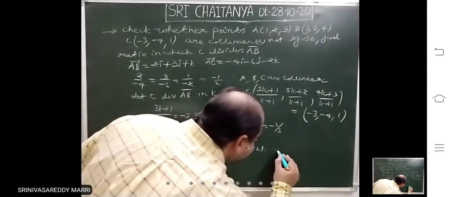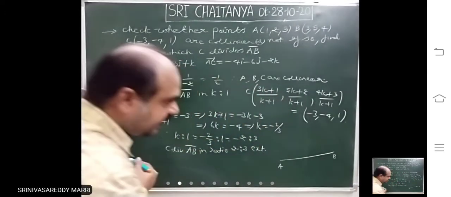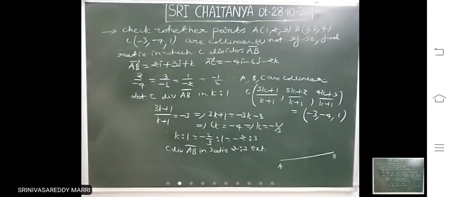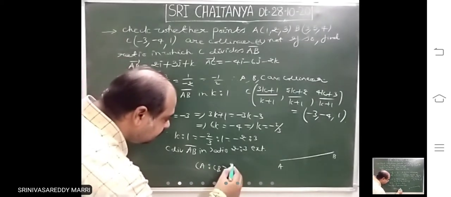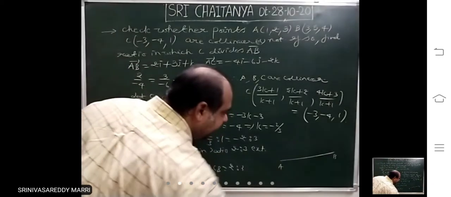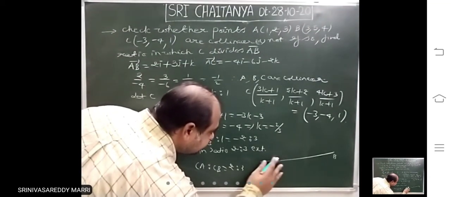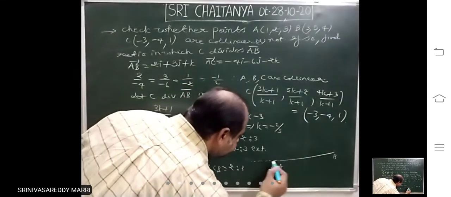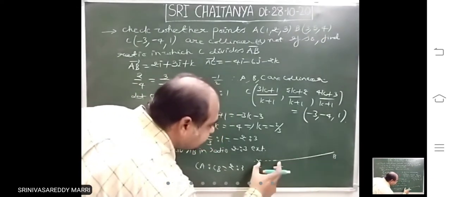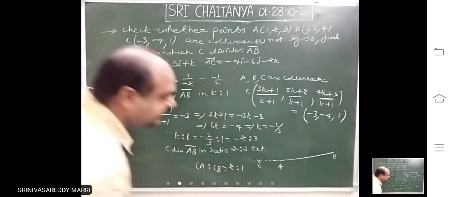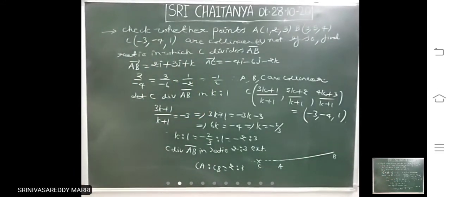That means how will the points be looking? A, B is like this. C will lie on the line joining A and B. That means CA is to CB is nothing but 2 is to 3. It will lie on line AB because they are collinear. That means C will lie here. Extend this. CA is 2 parts, CB is 3 parts. That means CA will be less, so it will be nearer to A. Like this, C divides AB externally in the ratio 2 is to 3.